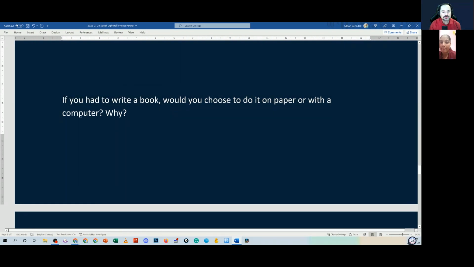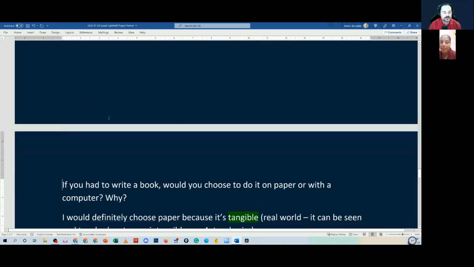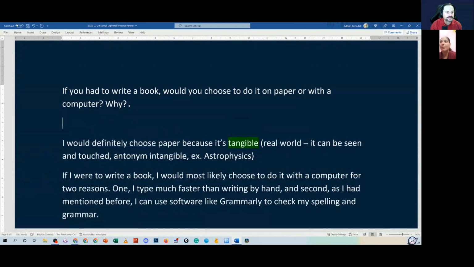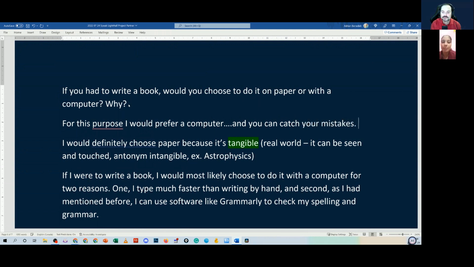If you had to write a book, would you choose to do it on paper or with a computer? Why? For this, I would prefer a computer over my paper and pen because it is much more easy to use and you can catch your mistakes just by any app you install, and it is very easy to send to anyone and you can get it checked very easily.